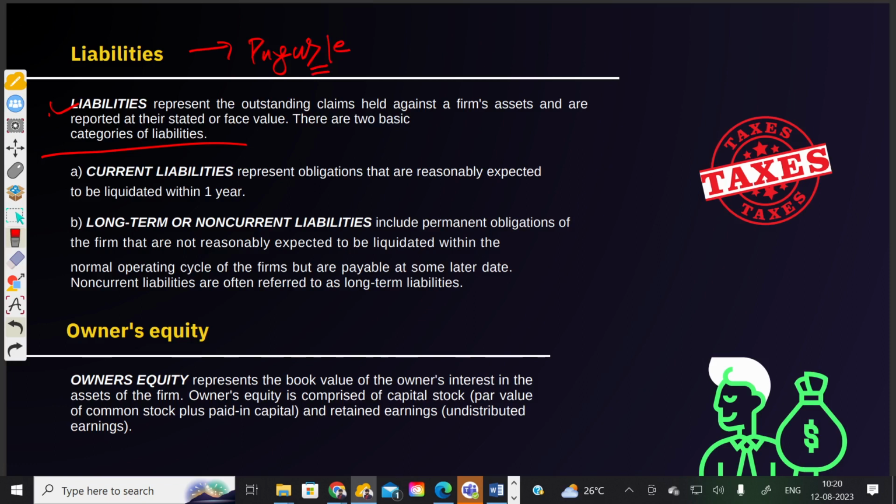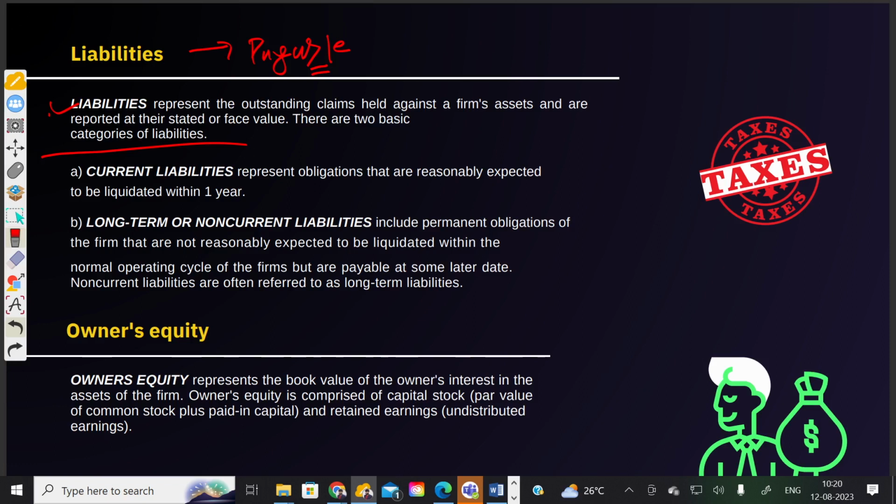Current liabilities represent obligations that are reasonably expected to be liquidated within 1 year. For example, taxes, any rent payable or fees, management fees payable, admin fees payable, anything as such, that becomes your current liabilities.